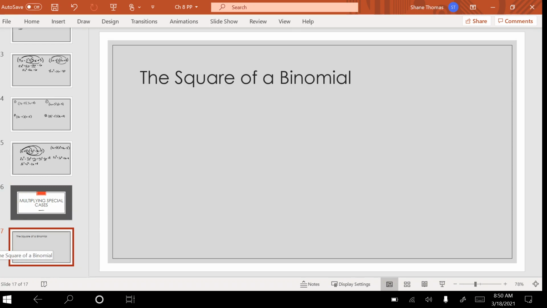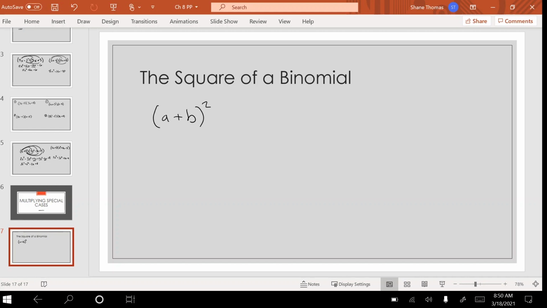So I'm going to put the rule up first. (a + b) quantity squared. If you have a set of parentheses and you have a square on the outside, that means everything inside there is squared, correct? All right.